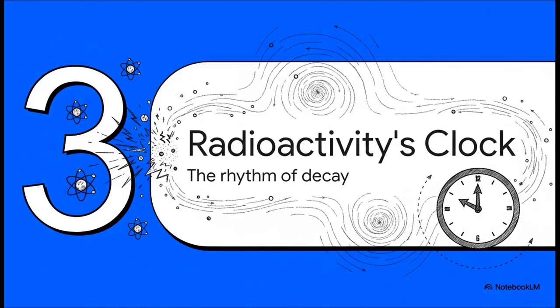And that word, predictable, that's where this gets really interesting. Because here's the thing. We have no idea when one specific atom is going to decay. It's totally random. But if you get a whole bunch of them together, we can predict with incredible accuracy how long it'll take for a large chunk of them to change. And this gives us what is basically nature's own universal cosmic clock.